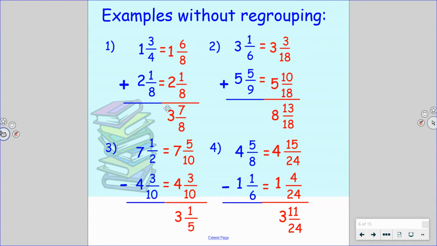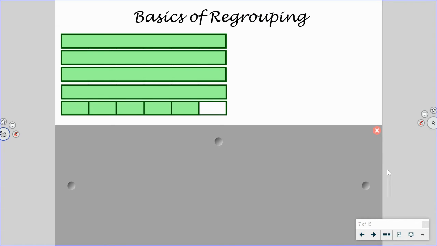And you know what? We were able to add without having to regroup. We were able to subtract, but I wonder when we won't be able to subtract. I wonder when we won't have enough pieces to take away. Now, a quick refresher on regrouping.